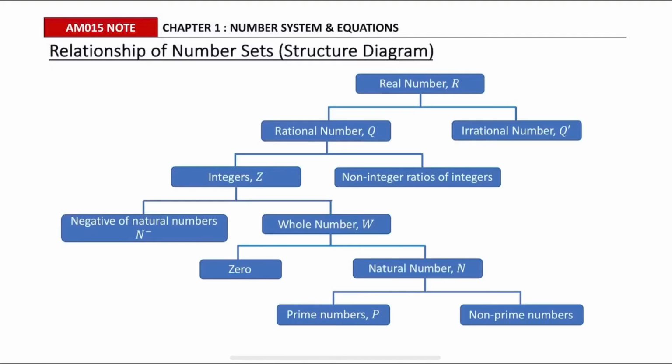The relationship of number sets can also be shown by using the structure diagram. The real numbers are divided into two classes, which are the rational numbers and irrational numbers. The rational numbers will further divide into integers and non-integer ratios of integers. And if you still remember, integers consist of the whole numbers and the negative of natural numbers. The whole numbers themselves are the natural numbers and 0. And the natural numbers are divided into prime numbers and non-prime numbers.